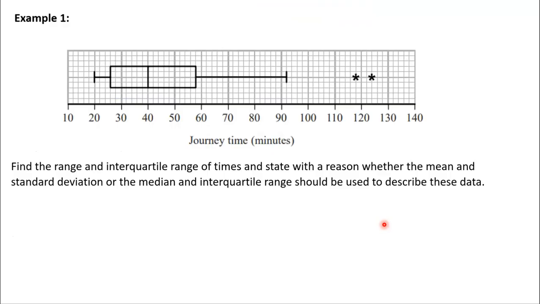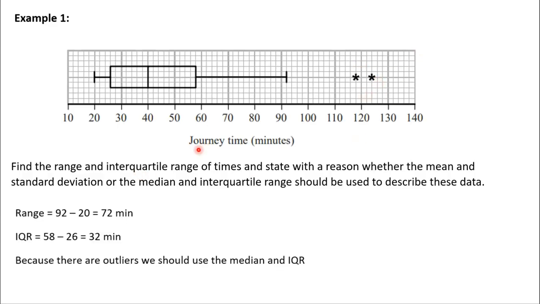In this first example, we are asked to find the range and interquartile range and then compare the data. As we can see, there are two outliers. The range is always the largest value, which is here 92, take away the smallest value, which is here 20, so it's 72. The interquartile range is the upper quartile, 58, take away the lower quartile, which is 26. And so in this case, it's 32 minutes.